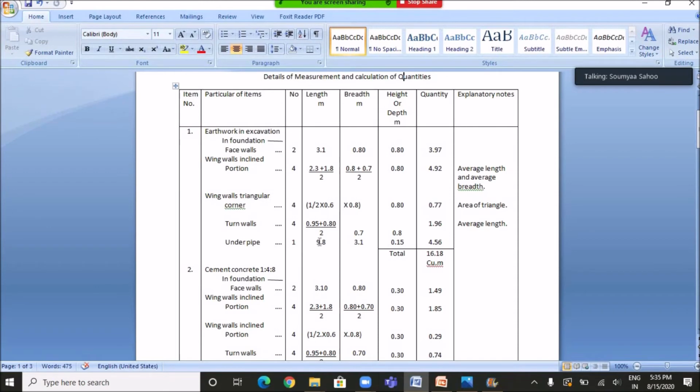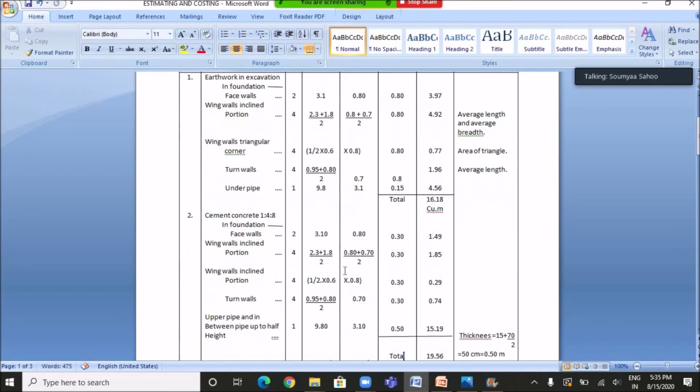So I have already substituted the values here. There would be only one excavation work to be carried out. So the length is 9.8 meter, breadth is 3.1 meter, and the depth is 0.15 meter. So 1 into 9.8 into 3.1 into 0.15 equals 4.56 cubic meter. And the total quantity for earthwork in excavation is calculated by adding 3.97 plus 4.92 plus 0.77 plus 1.96 plus 4.56 cubic meter, which equals 16.18 cubic meter.